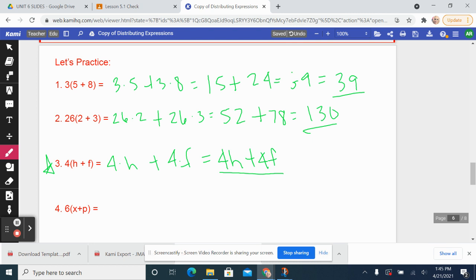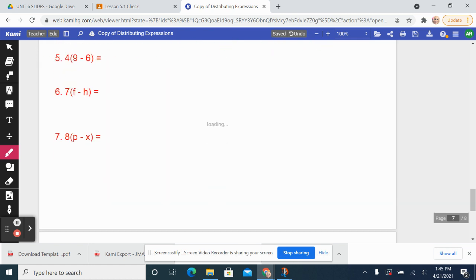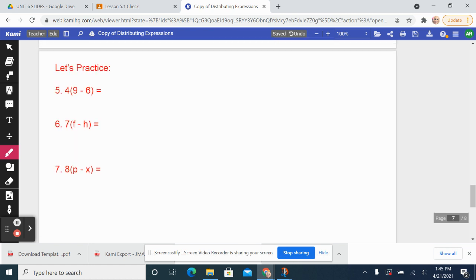All right, now I have number 4. This becomes 6 times X plus 6 times P. So 6 times X is 6X plus 6 times P is 6P. That is your answer. You cannot put X and P together because the letter is not the same. So now I'll show you with some subtraction. I want you to know that you can do this even with subtraction.